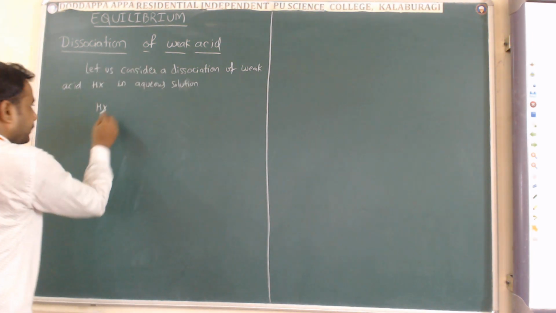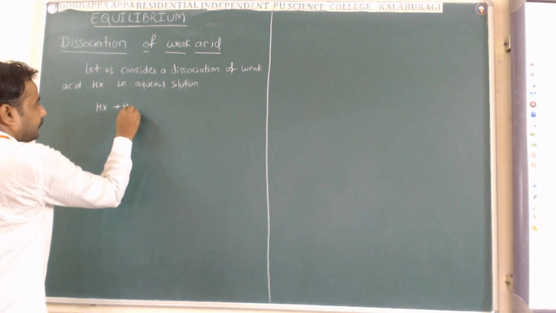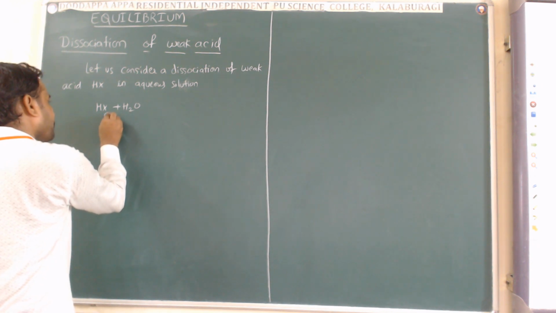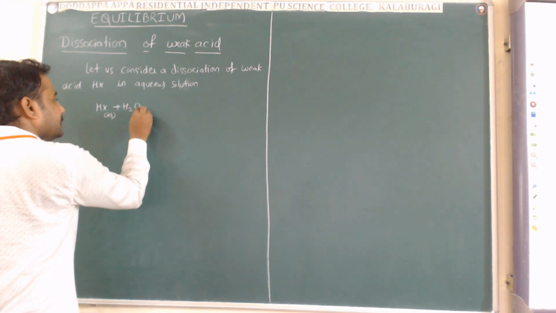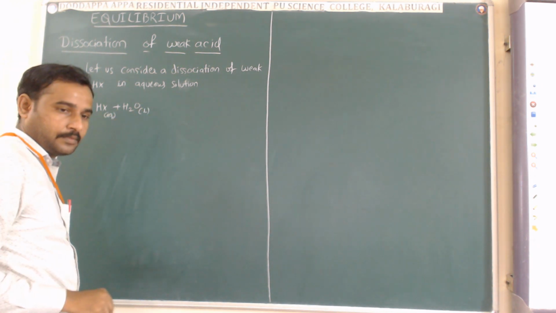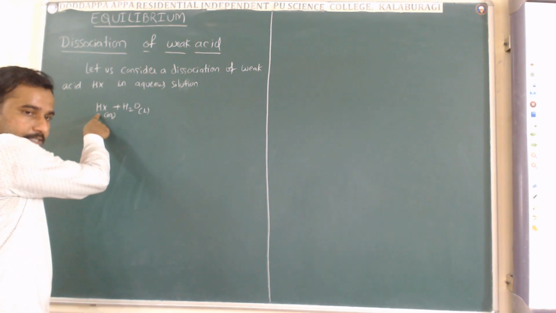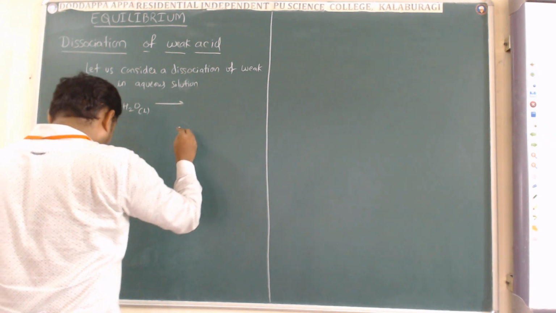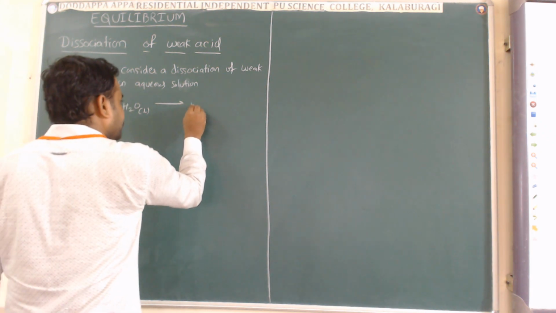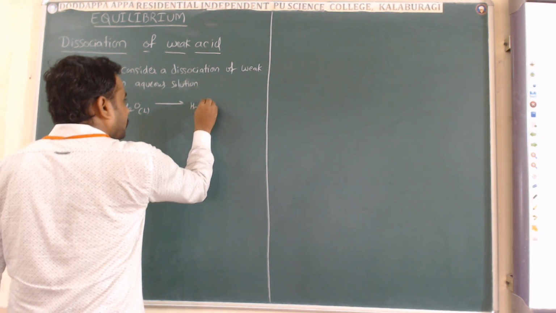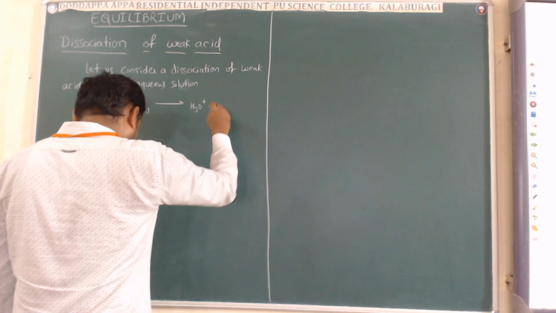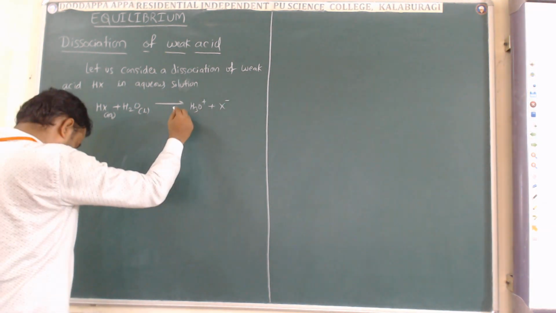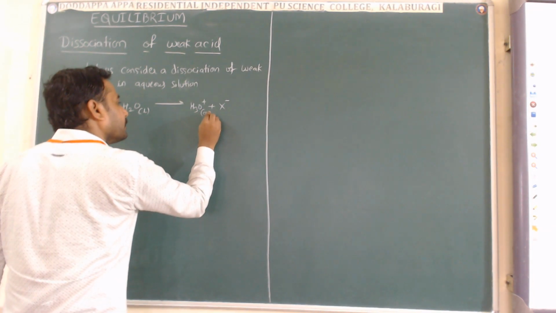So when you add this HX into the water, what comes here? It is in the aqueous form, that is, in the form of liquid. So any weak acid, when you dissolve it in the water, what happens here? It will dissociate into H3O plus and X minus. They are both in the aqueous form here.